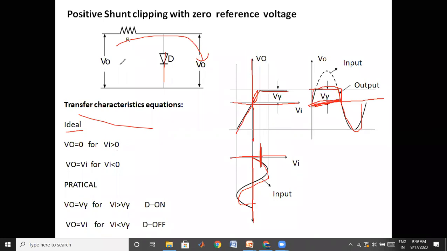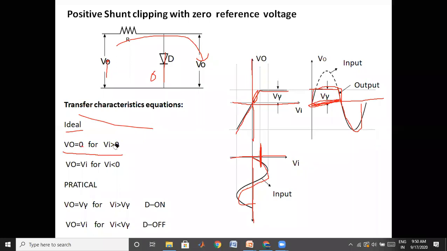Sorry, this may be your input. When the input is greater than 0, that means in the positive cycle, this is connected to 0. Oh, sorry, I have made a mistake. I think I have written it in reverse. This may be your Vi. Once again, see what I have written here.